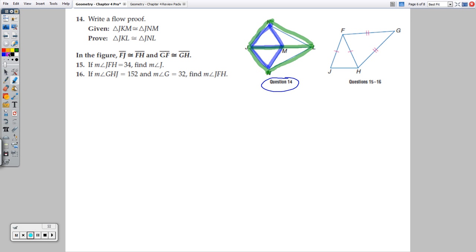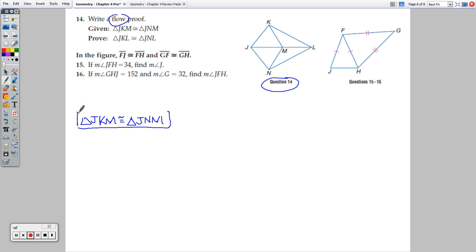That's what I'm trying to get to eventually. So I'm going to put my given information in the picture. I'm going to get rid of that highlighted stuff for right now, just because I think it'll be easier to see what I've marked up on the picture. So given that this is true, let's make a flow proof here. We're doing statements in the boxes and then the reasons underneath those boxes. So this is JKM and JNM. This is true for number 14 because it is given to us.